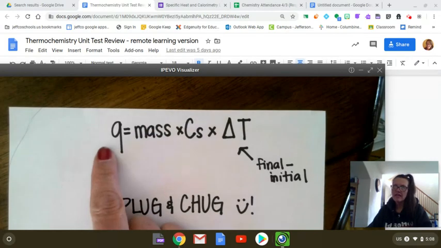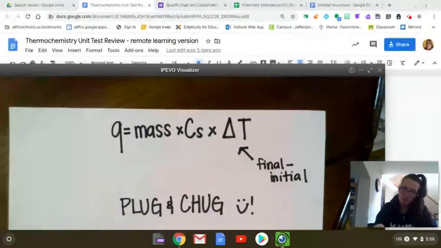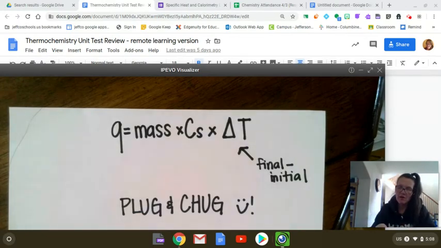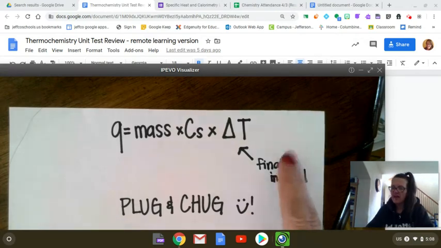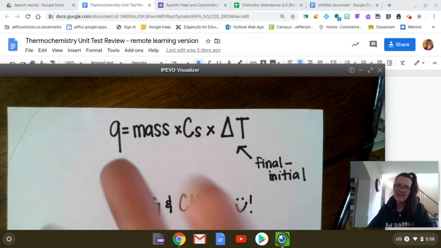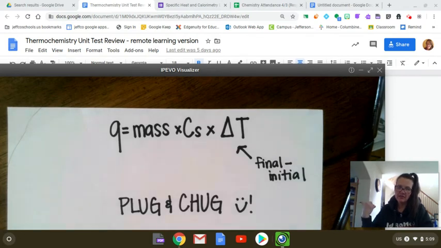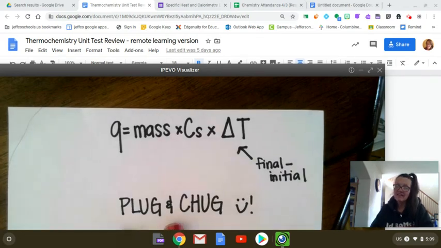If the number is positive, then that means that you have to put that much energy into the system or whatever you're looking at in order to get the temperature change. If the number is negative, then it means that energy has to be released to experience that temperature change. And it's everybody's favorite plug and chug method, right? You read your problem, you plug your numbers in, and then you use algebra to solve.